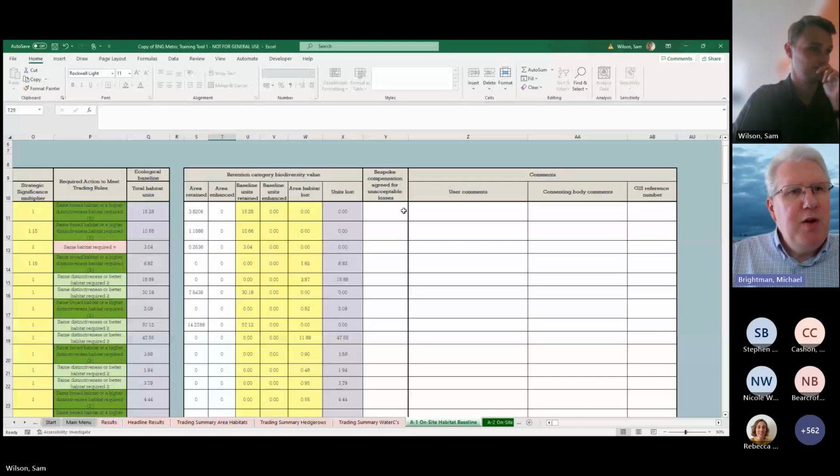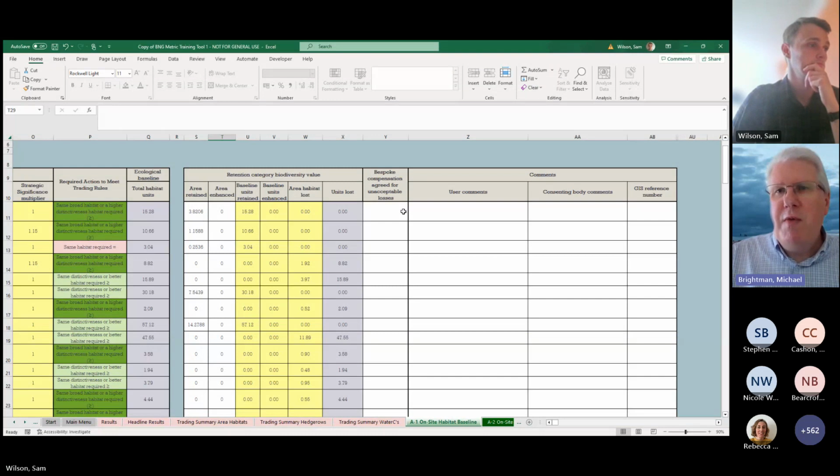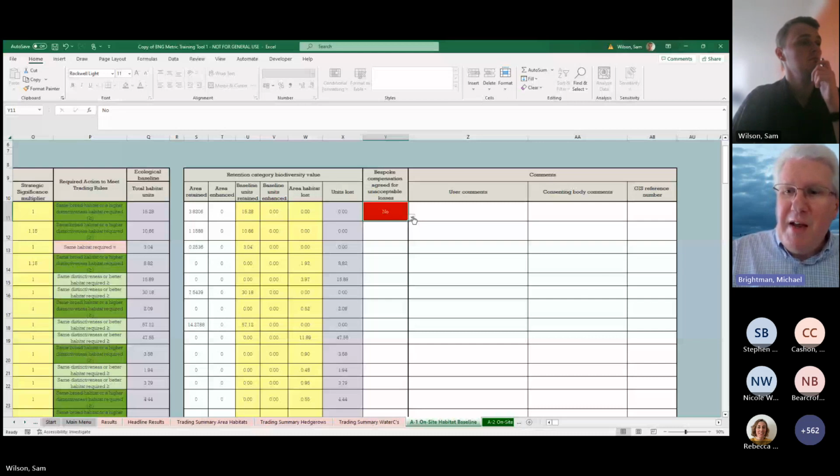Where an application is looking to lose very high distinctiveness habitat, you would hope that that conversation has happened before submission of the application in terms of that loss of habitat and bespoke compensation agreed. And in the metric here, we click to say either yes or no. And so in this instance, we're going to say no. And you'll see that once we say no, we get a red box. What that's telling you is the metric is no longer valid. In order to lose our red box, we need to have checked yes.